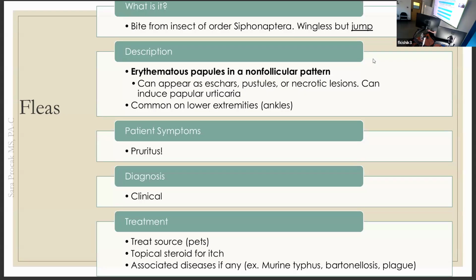Occasionally, these fleas can also spread disease, like typhus or the plague. So if your patient has these lesions and they're showing up with systemic symptoms, that's something you may have to think about. Sometimes the lesions may be a little worse in their presentation, they could be necrotic or pustular. So just something to keep on your radar.